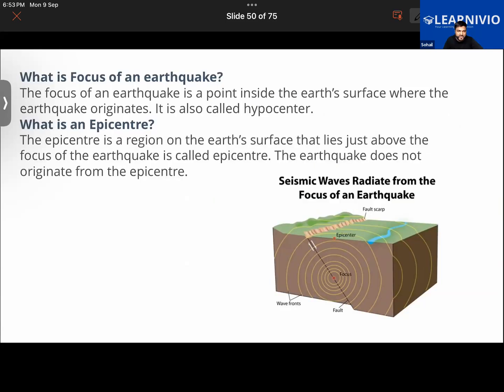We learned about focus and epicenter in the previous class. The focus is the point inside the earth where the earthquake originates. The epicenter is the point that lies vertically above the focus of the earthquake, so the destruction will be maximum at the epicenter. And this is the fault display. As the plates have moved past one another like this, there will be a fault here, where huge pieces of rock have moved away from each other, which we can see here.